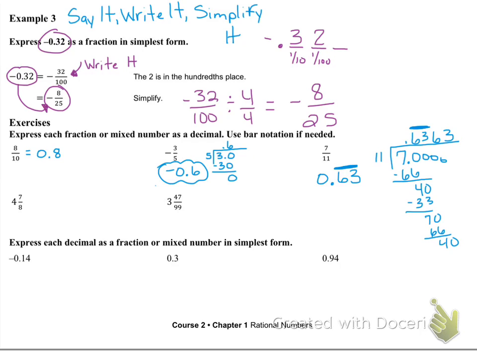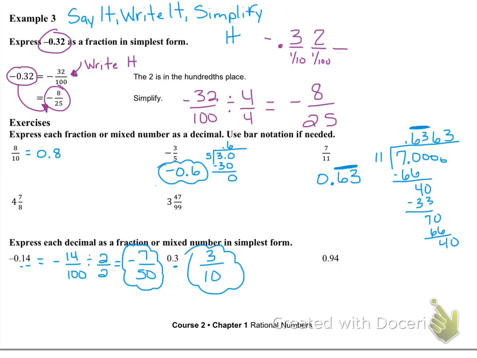Okay, now we're going to write the decimals as fractions. So that's the tenths place, that's the hundredths place. So this is negative 14 hundredths. And we can divide that by 2 over 2 because 2 goes into both of those, and we get negative 7 fiftieths. 2 goes into 14 7 times, and 2 goes into 100 50 times. Okay, next one. That's the tenths place. So we say 3 tenths. That can't be simplified, so we're done.